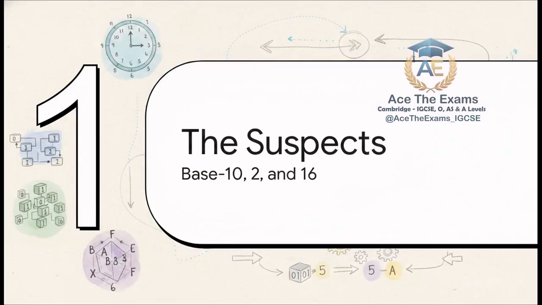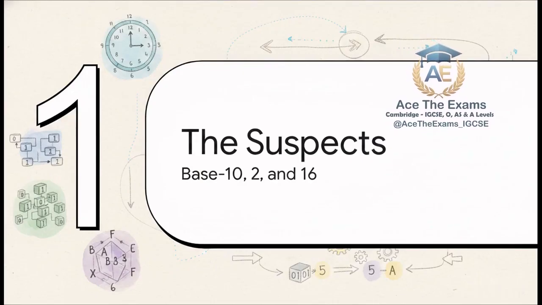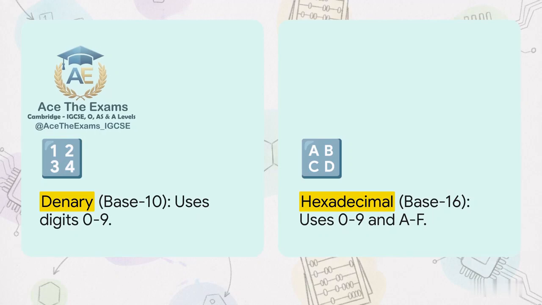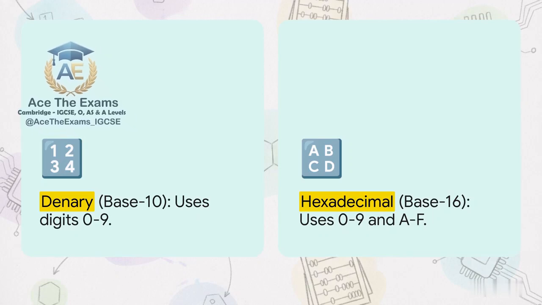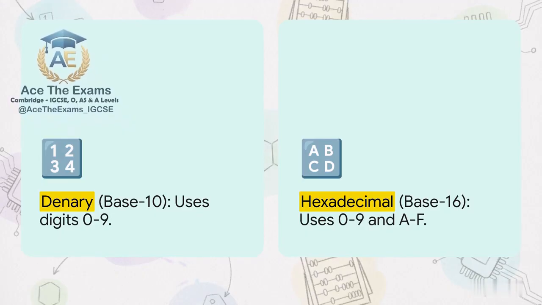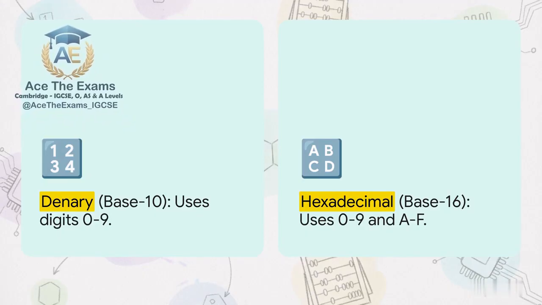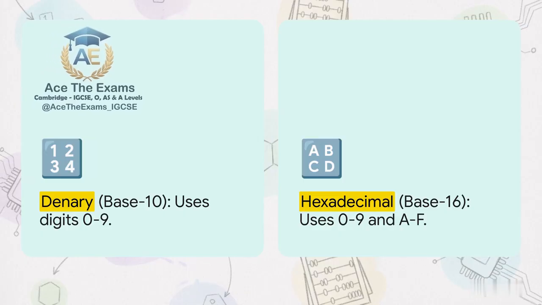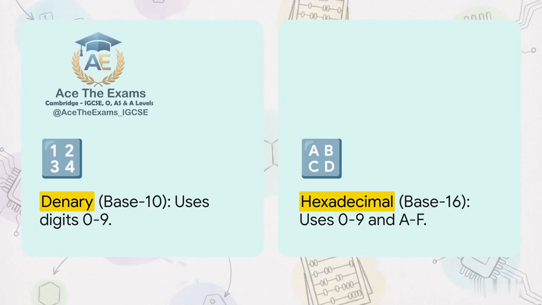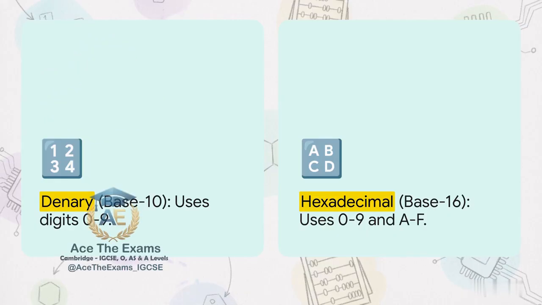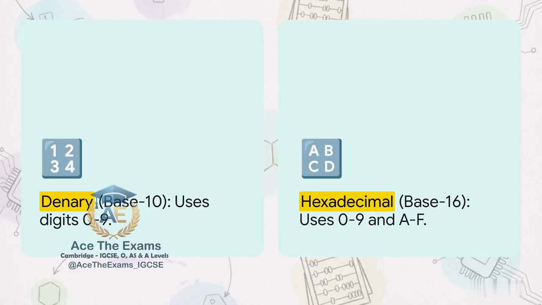Section 1. The suspects, base 10, base 2, and base 16. So, let's identify the core number systems in our lineup for this explainer. On one side, we've got our standard Denary system. That's base 10. It uses digits 0 through 9 and it's basically the numbers we humans use to count and calculate with every single day. On the flip side, we have the much broader hexadecimal system, base 16. This one uses 0 to 9 as well, but then it does something wild. It seamlessly switches into letters A through F to represent the values 10 up to 15.